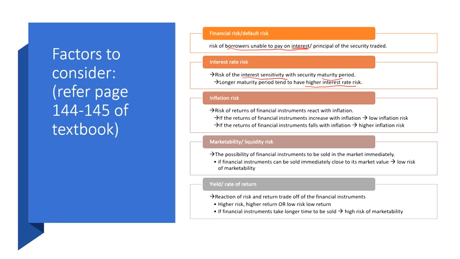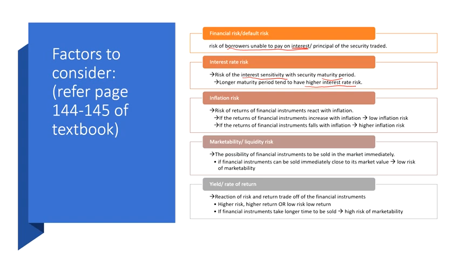Next factor is the inflation rate. What is the inflation rate risk? It is the risk of how returns of a financial instrument react with inflation. If the return of the financial instrument increases with inflation, it shows that it has a low inflation risk. If the returns of the financial instrument fall with inflation, it shows that it has a higher inflation risk. Itulah inflation rate.